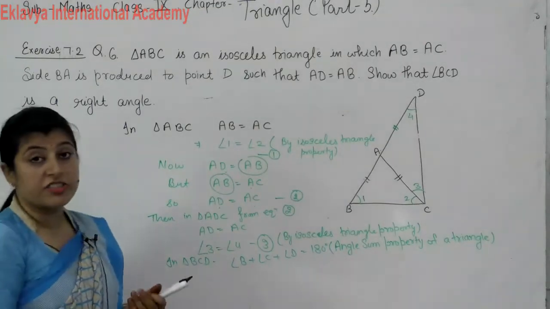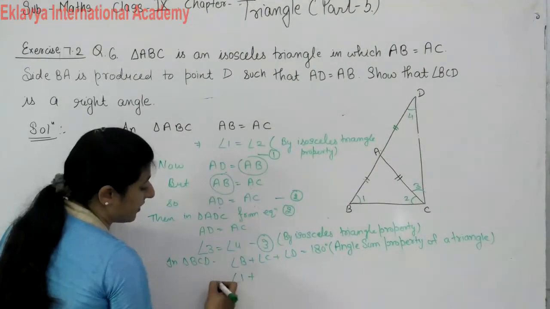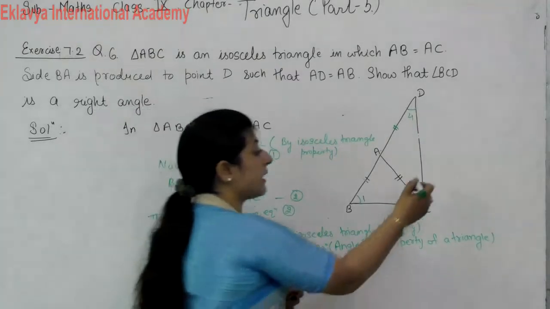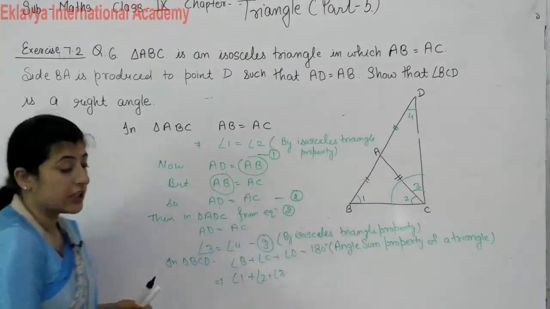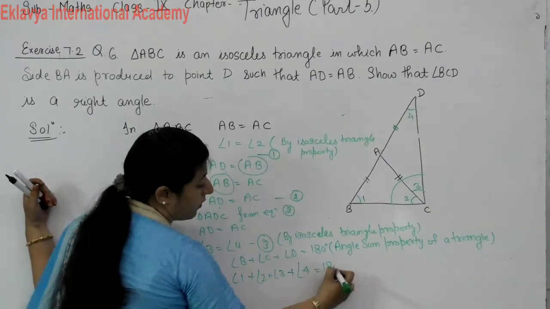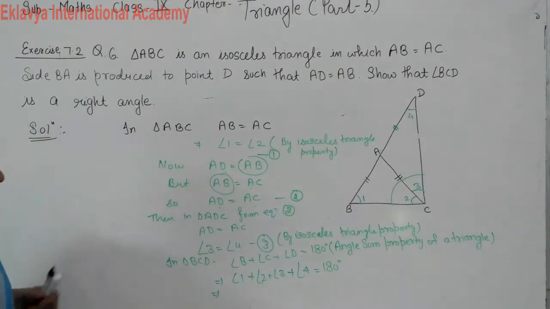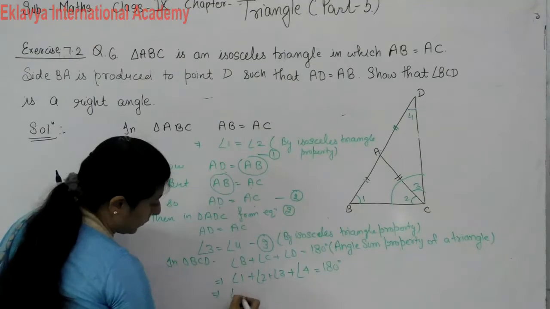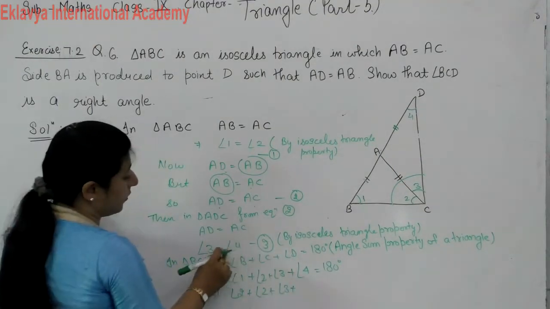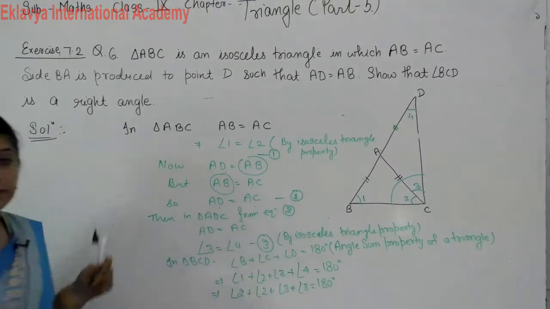This is part of chapter 6. Now put the value of angle B, represented by 1. Angle C now becomes 2 plus 3, this complete angle C. Then angle 1 plus angle 2 plus 3 plus angle D, 4, is equal to 180 degrees. If you see from equation first and third, 1 is equal to 2, so angle 2 plus angle 2 plus 3, plus 4 is equal to angle 3, is equal to 180 degrees.